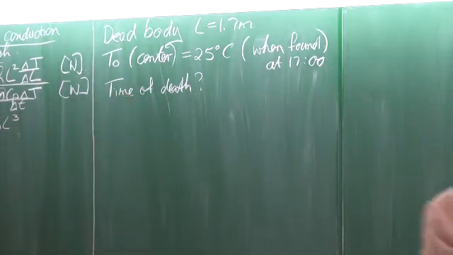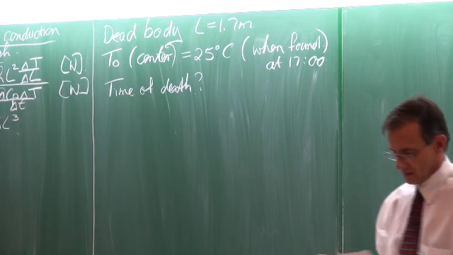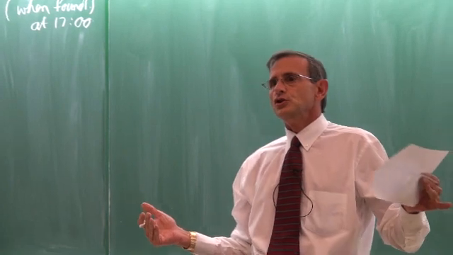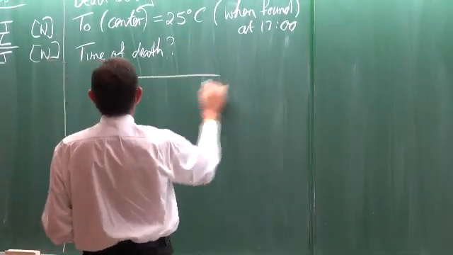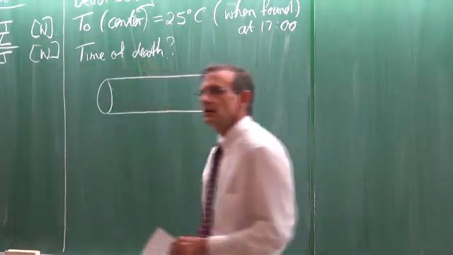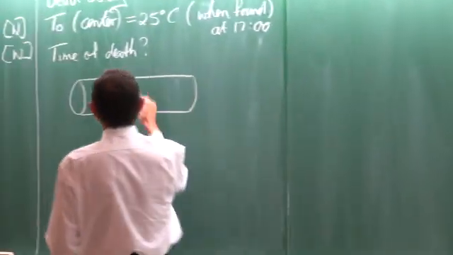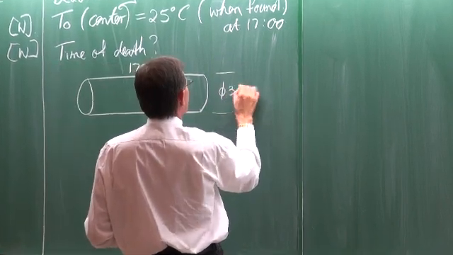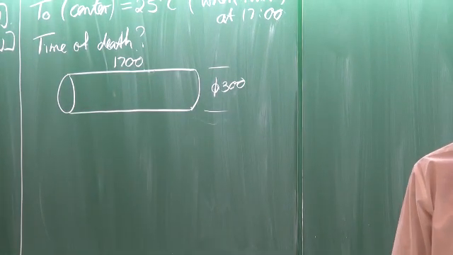When was a person murdered? And that is a problem. Now let's see what we can do to calculate this, or to do an estimate of that time of death. Well, let's first make an assumption and say this dead body can be assumed as approximately a cylinder, of a length of 1.7 meters and a diameter of about 300 millimeters.